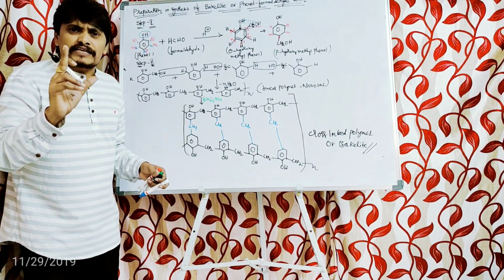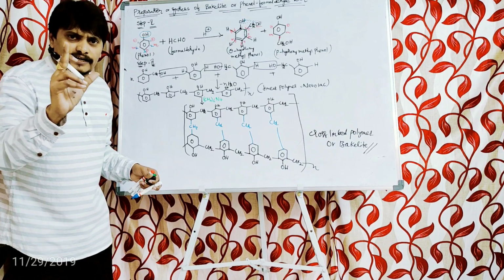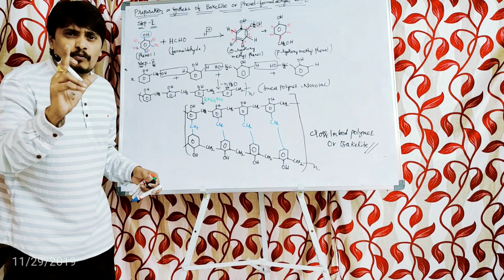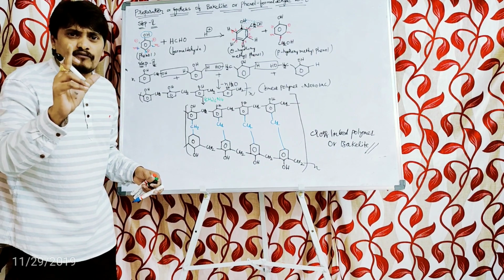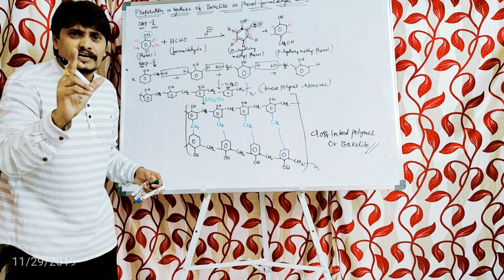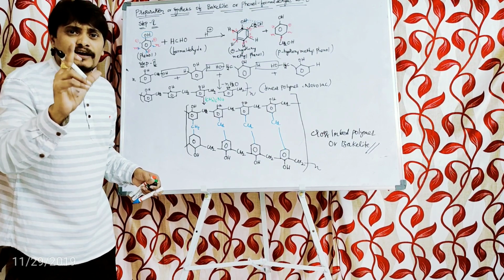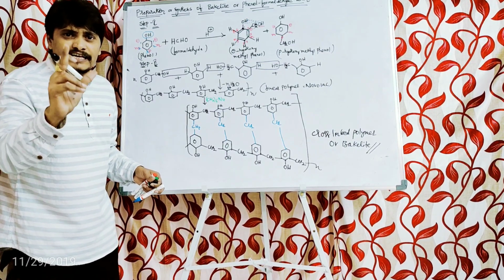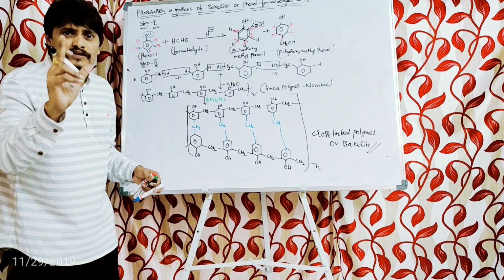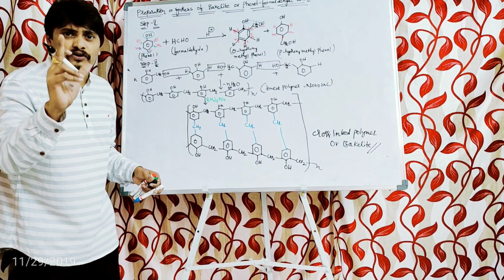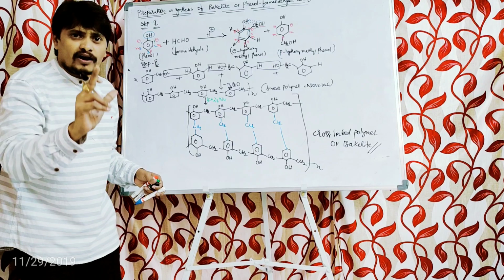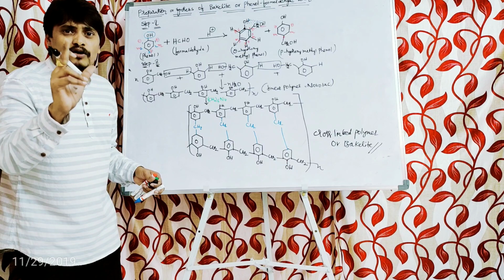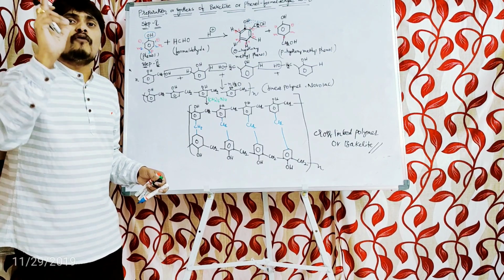So I want to emphasize only one point here. In order to remember the starting materials required for the preparation or synthesis of the Bakelite, you need to remember the second name of the Bakelite. The second name of the Bakelite is Phenol-formaldehyde resin. As it is Phenol-formaldehyde resin, one of the starting materials required for the preparation of Bakelite is phenol. Another starting material is formaldehyde.